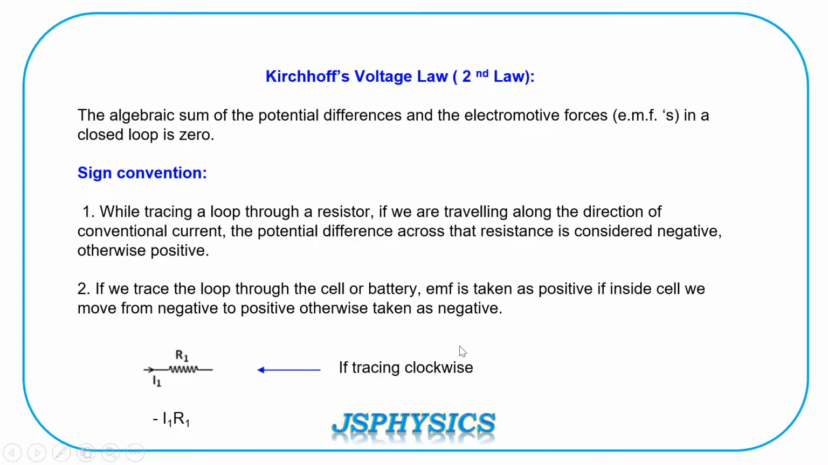Suppose we come across a cell or EMF, what happens in that case? Suppose this is the case. If we are tracing the loop clockwise, we are going inside the cell from positive to negative. That means we are going in the direction of decreasing potential, and that's why that will be taken as minus E1. So this is how we can apply Kirchhoff's second law to a given branch.